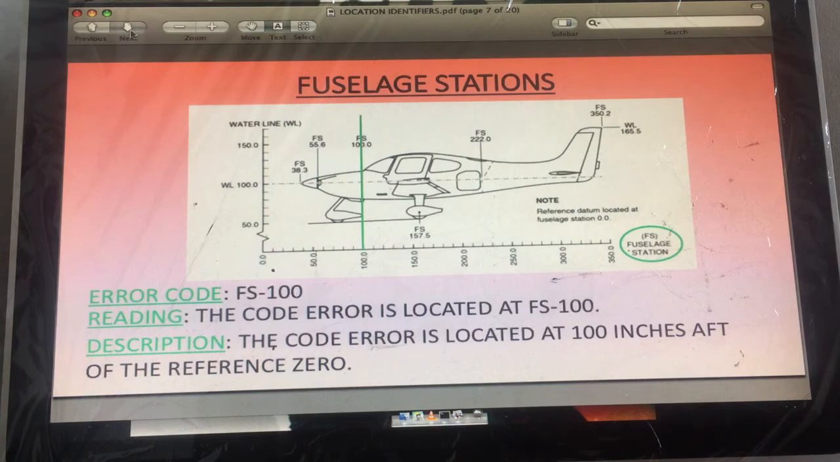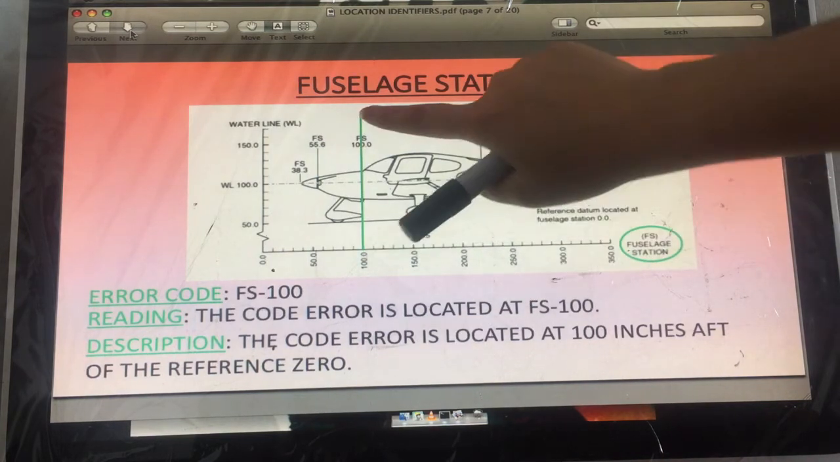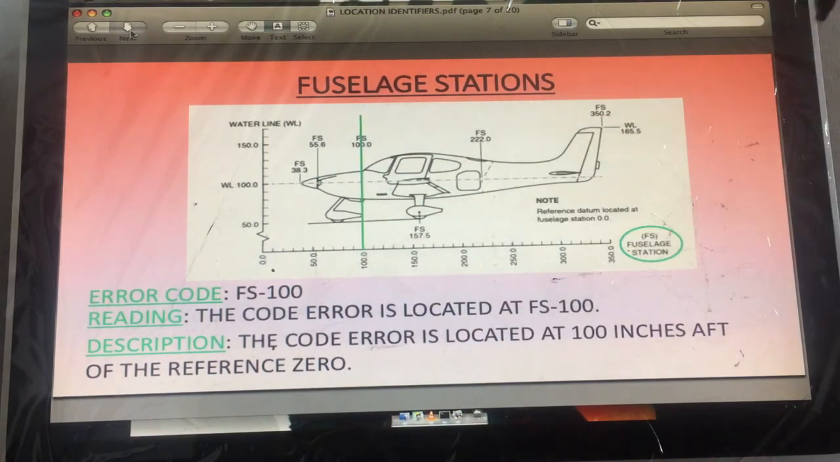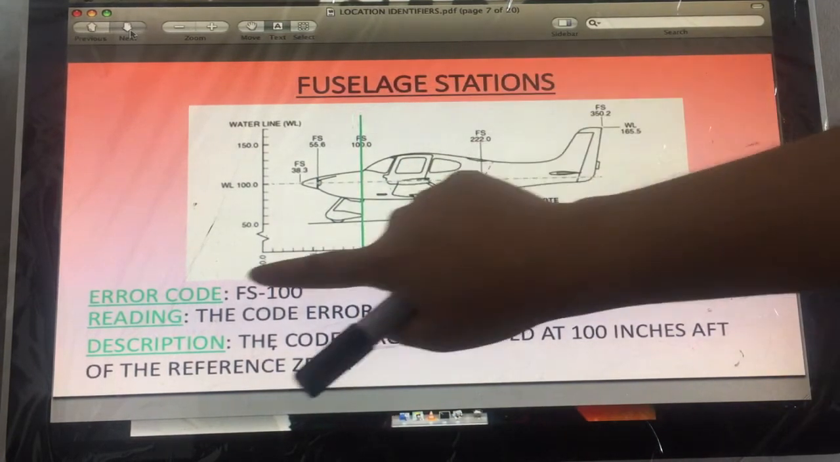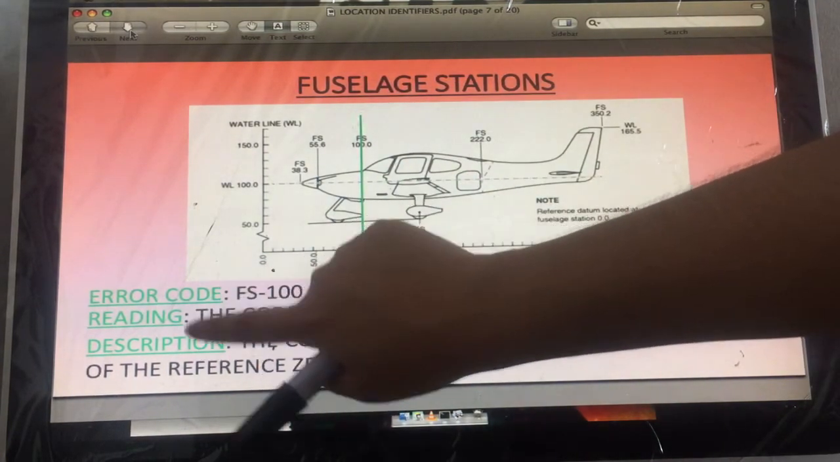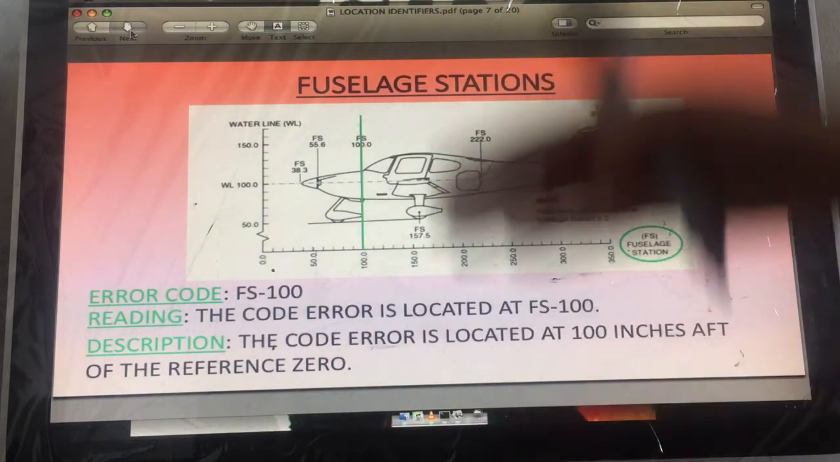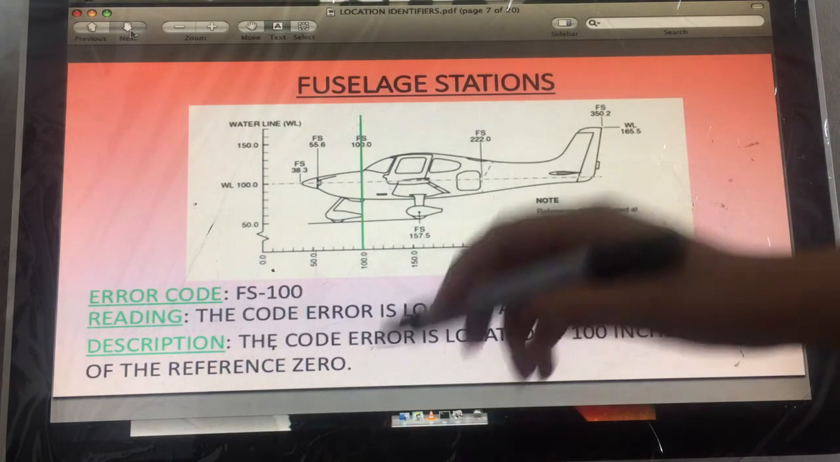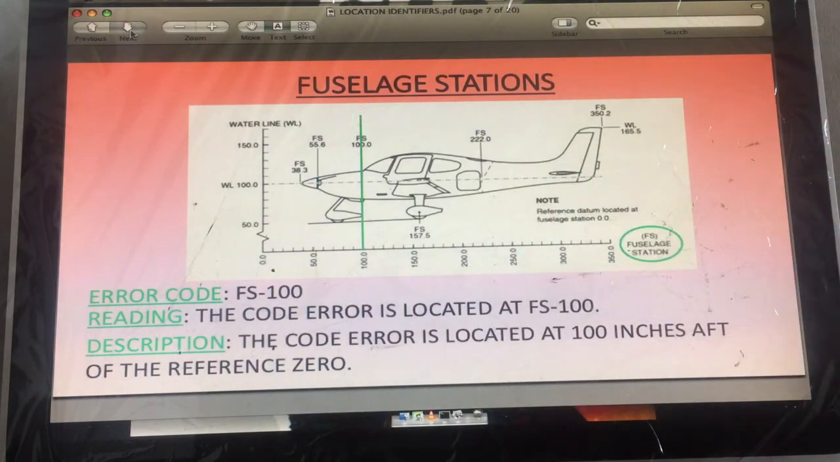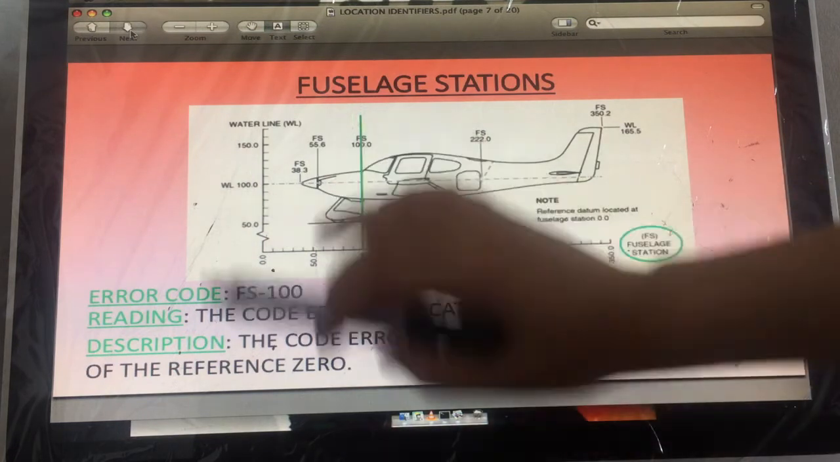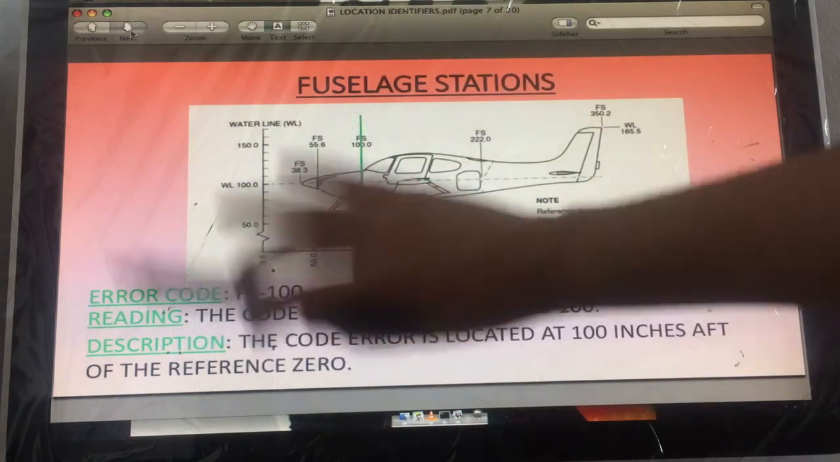For example, this is the graph, an example of a graph of an error. For fuselage station, again, the graphs are vertical. We have 3 things to identify when it comes to blueprint reading: the error code, reading, and description. Fuselage stations, water lines, and buttock lines all have these. All location identifiers need these.